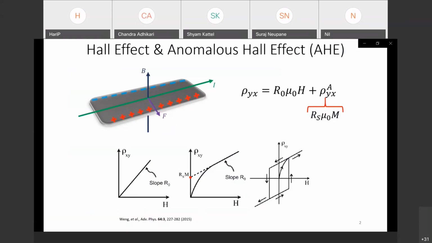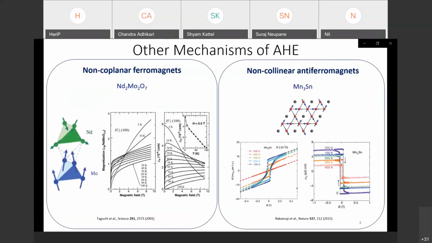The ordinary Hall effect is given by the Hall resistivity rho yx, which is equal to R naught mu naught H. In this case, shown right here, the Hall resistivity is linearly proportional to magnetic field. In ferromagnets, the Hall resistivity picks up an additional component that is non-zero even in zero magnetic field, hence the name anomalous Hall effect. This additional anomalous term, given by rho anomalous yx, is proportional to magnetization. In the bottom figure, it is shown right here in a soft ferromagnet and in a hard ferromagnet with a clearly pronounced hysteresis. Additionally, there are other mechanisms that can give rise to the anomalous Hall effect.